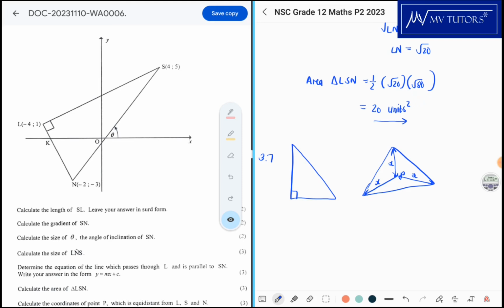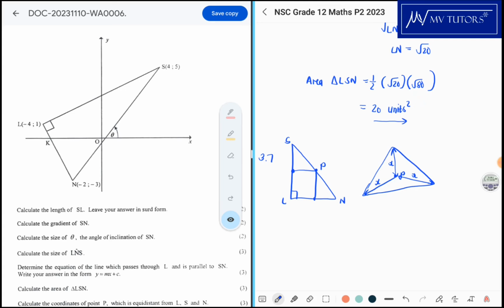But if you have a right angle triangle, let's just label it again, SLN. What you normally do is take halfway of SL, and you also take halfway of LN, and it also meets halfway on SN. So basically, this would be the equidistant point. So P would be somewhere there with a right angle triangle. I hope I didn't lose you there.